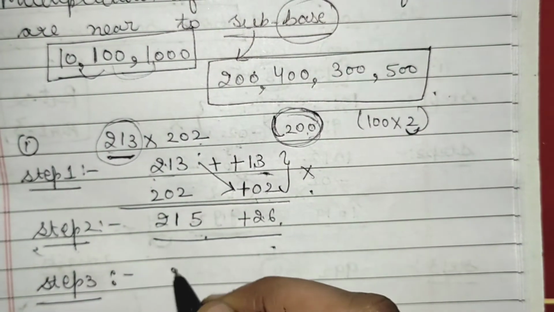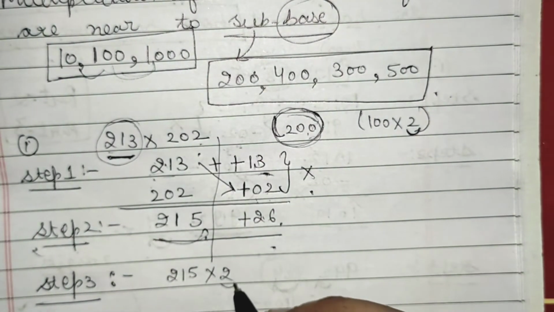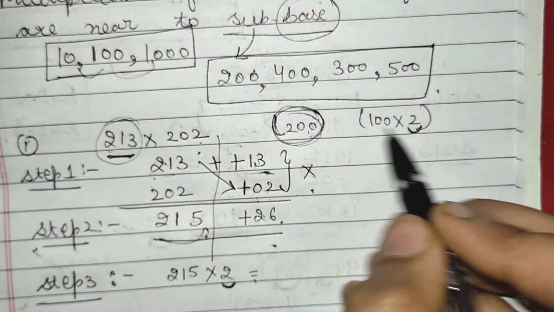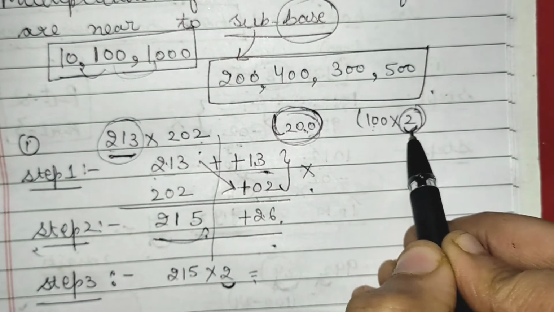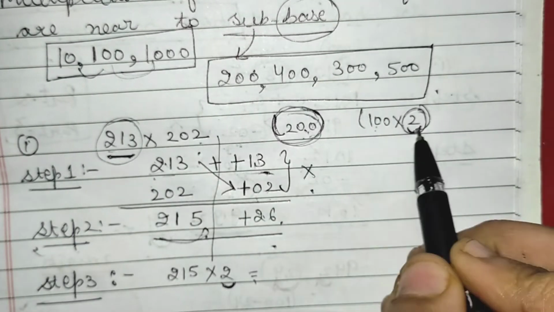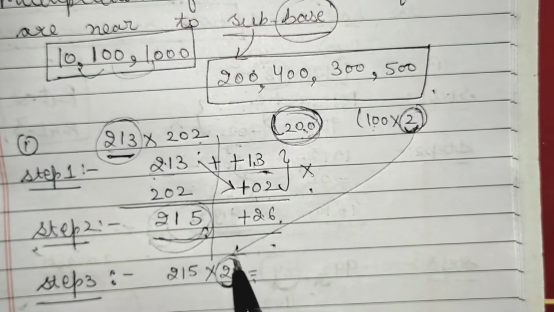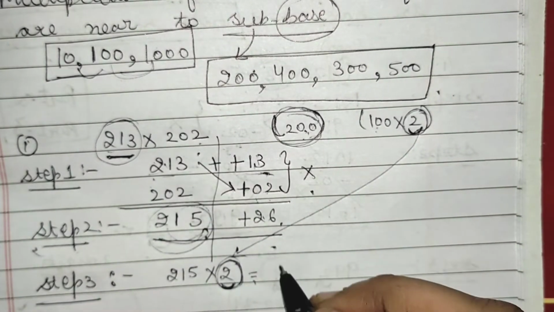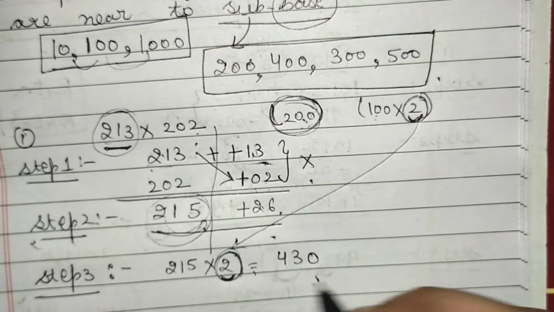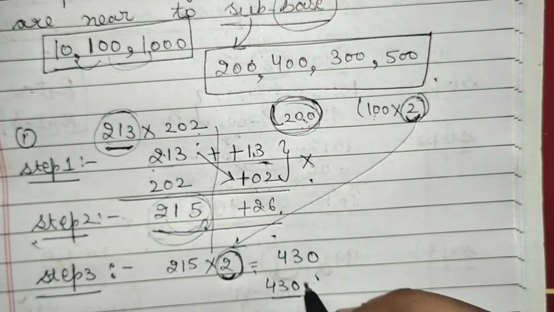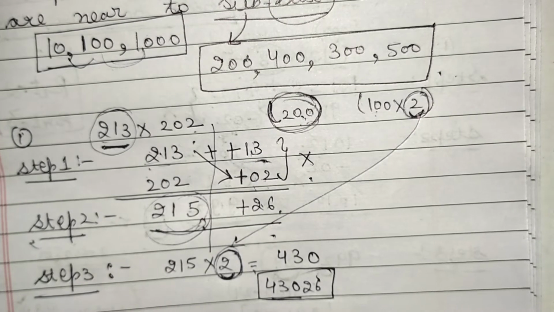So in step number 3, you have to multiply your left hand side value by this extra value which you have used to get your base. That means if I multiply 100 by 2, then I will get my base value. So I will multiply my left hand side value with this extra value, which is 2. So what I will get? I will get 430. So my final answer will be what? 430 is my left hand side, and my right hand side will be 26.